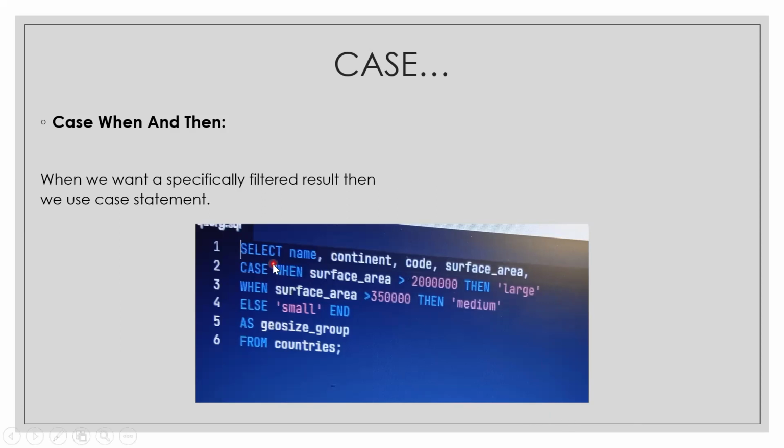So in this query, we will select different columns from the table countries. We will use the case statement, then the when statement, in which if surface area is greater than 2 million, then it is large. When surface area is greater than 3.5 million, then it is medium. Else it is small, and the case will end using the keyword end. We will alias the result as geosize group.